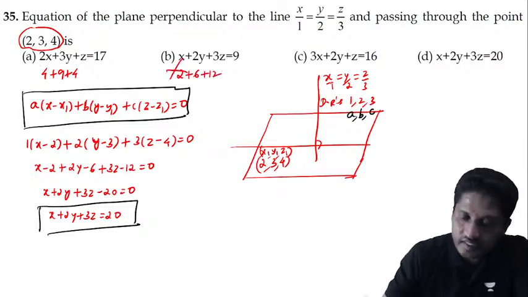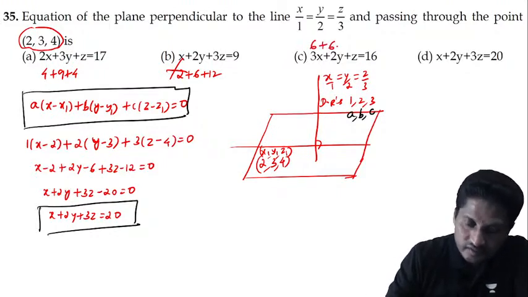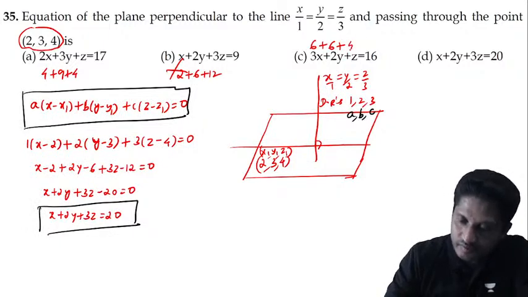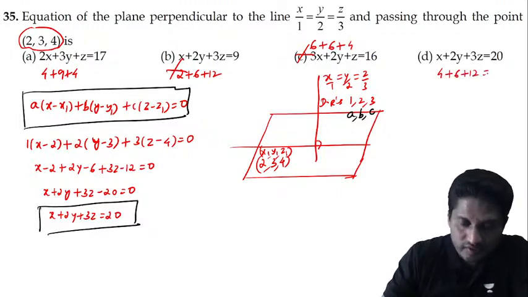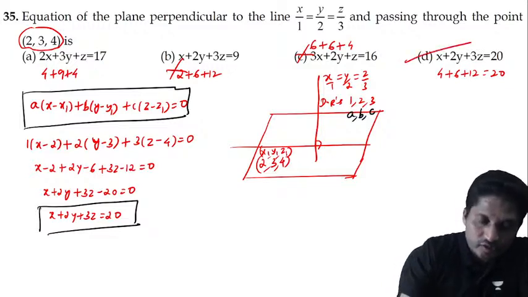This doesn't satisfy. And then this will be equal to 6 plus 6 plus 4. Okay, even this doesn't satisfy. But if I substitute here, you get 4 plus 6 plus 12, which is equal to 20. Okay, this will satisfy because the two options are the same.